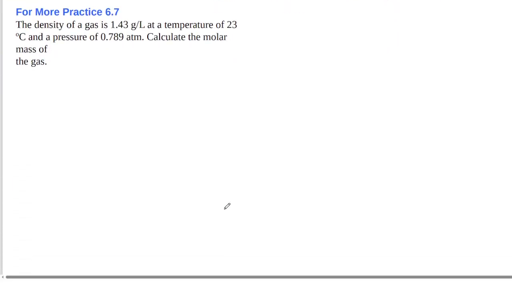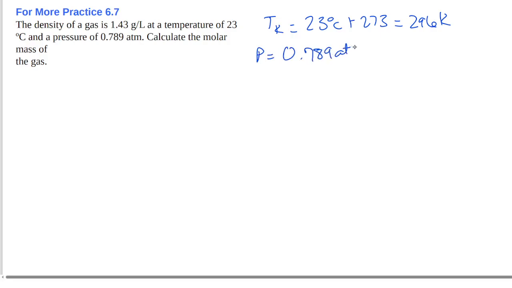All right, next let's work the for more practice problem. The density of a gas is 1.43 grams per liter at a temperature of 23 degrees C and a pressure of 0.789 atmospheres. Calculate the molar mass of the gas. Our temperature in Kelvin is equal to 23 degrees C plus 273, which is equal to 296 Kelvin. Our pressure is equal to 0.789 atmospheres.